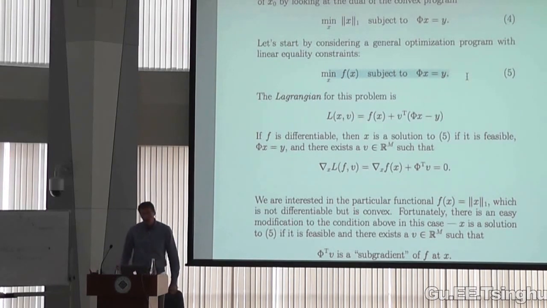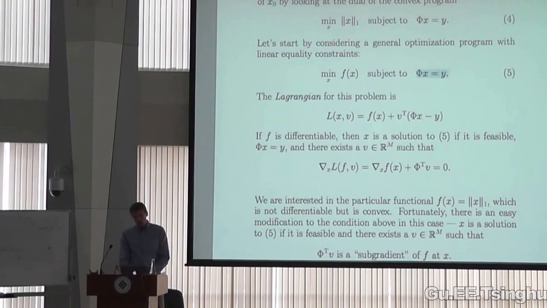So here's what you can say, and let's talk about why it's true. You can introduce the so-called Lagrangian. You look at the difference between these two things in the constraints, and you take the inner product with some vector v.